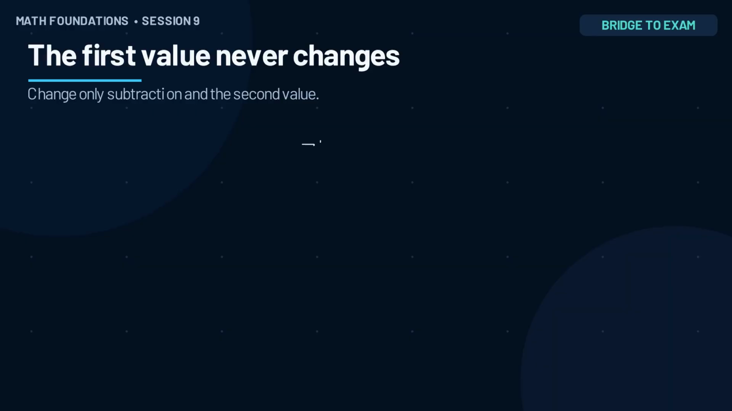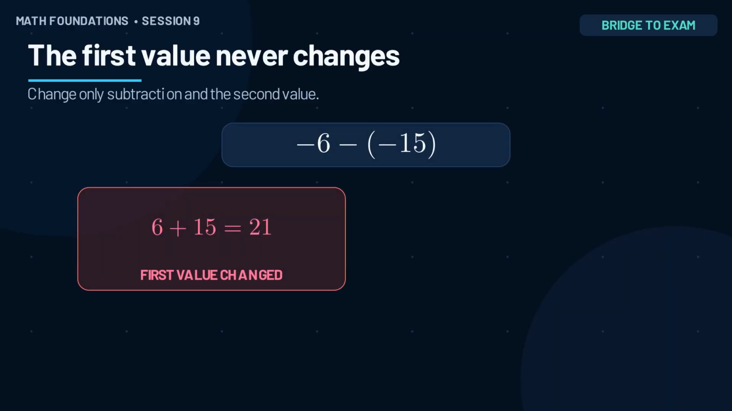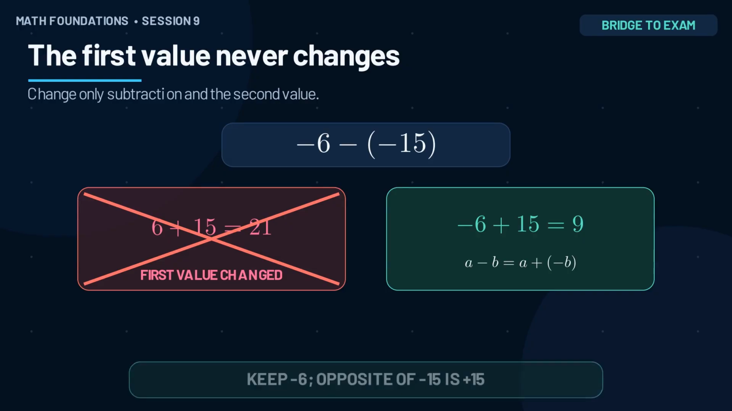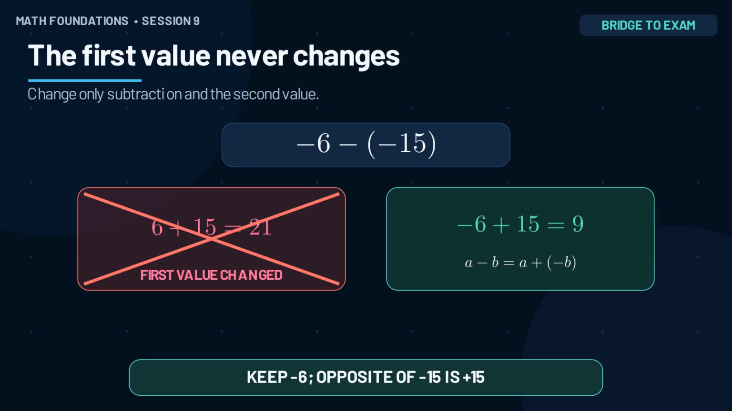A common error is changing every sign. Only the operation and the second number change. Consider negative 6 minus negative 15. Keep negative 6 unchanged. Rewrite subtraction as addition and change negative 15 to positive 15. Then, negative 6 plus 15 equals positive 9. Changing the first number would create a different expression and an incorrect answer.